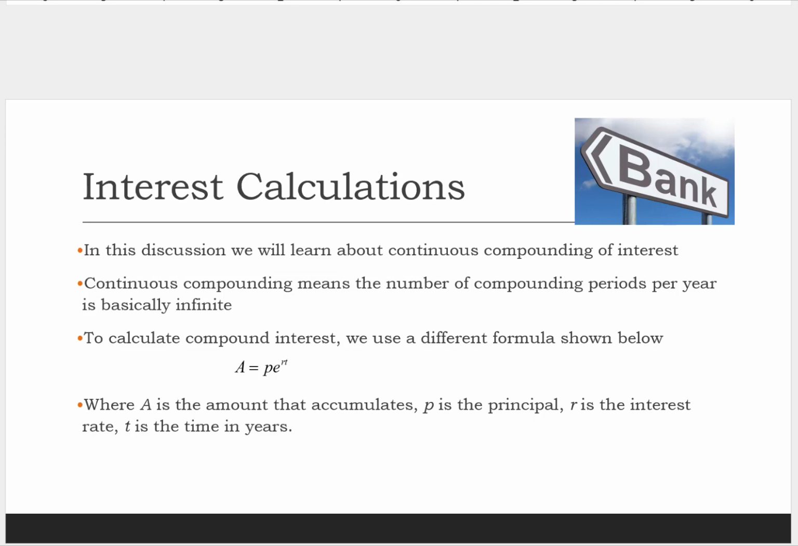To calculate compound interest, we use a different formula that's shown here. A equals P times e raised to the rt, where A is the accumulated amount, P is the principal, r is the interest rate, and finally t is time in years.